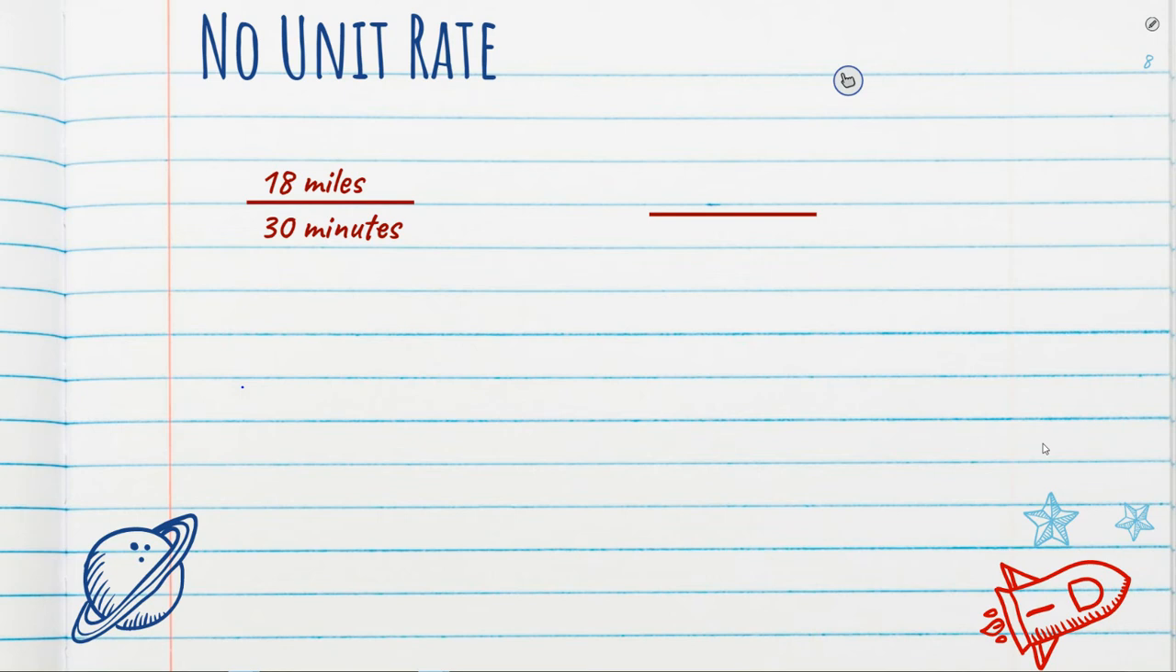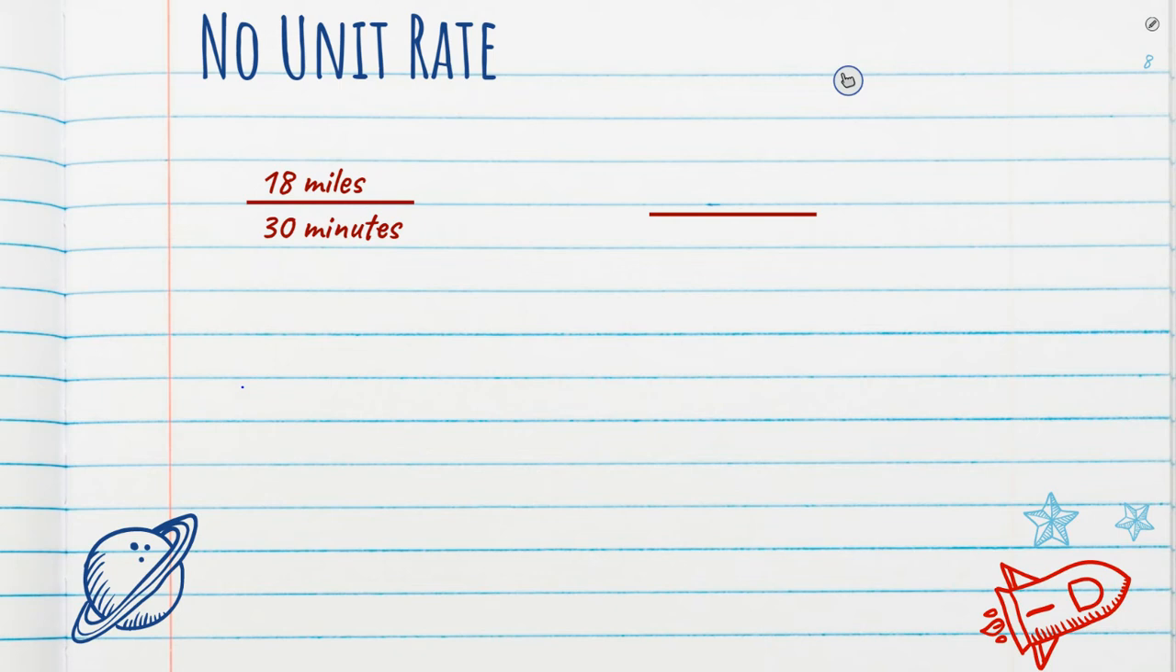So what you're going to do is just simplify. And this is the part I want you to write down. I want you to write down 18 miles to 30 minutes. In other words, in 30 minutes, somebody drove 18 miles, or in 18 miles, it took 30 minutes to drive, however you want to say it. But we can't divide by 30, can't divide by 18.